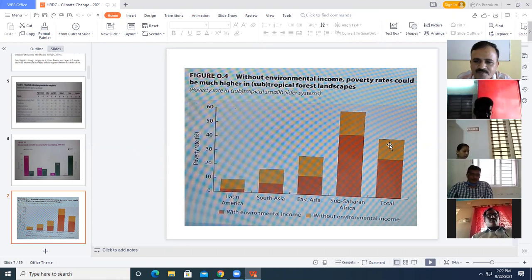So here only the tropical, subtropical forest areas have been taken, or the landscape has been taken. In all these countries, just observe that, for example, in sub-Saharan Africa, nearly 60% of the poverty rate is higher if you take the environment effect. That is, if the environmental effect on earning income has been taken into consideration and the impact of environment on income earnings calculated, nearly 60% of the poverty is higher if that is included.